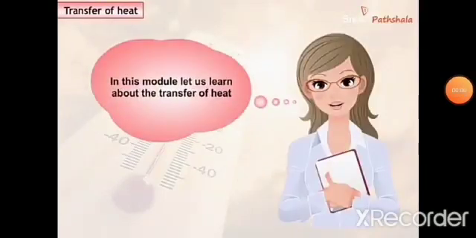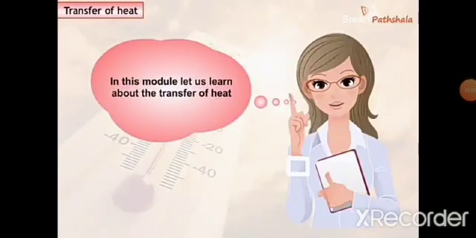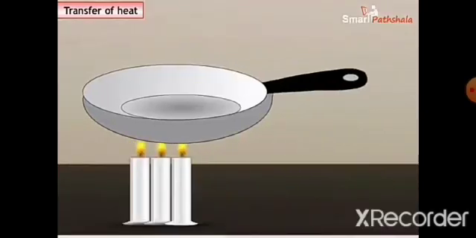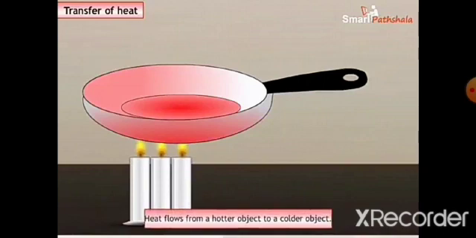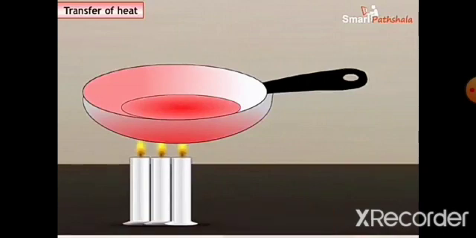In this module, let us learn about the transfer of heat. When we place a frying pan on the flame, we observe that the frying pan becomes hot because the heat passes from the flame to the frying pan.